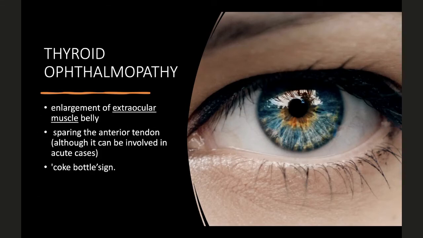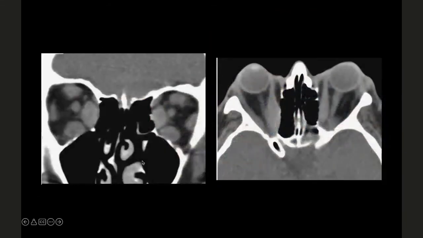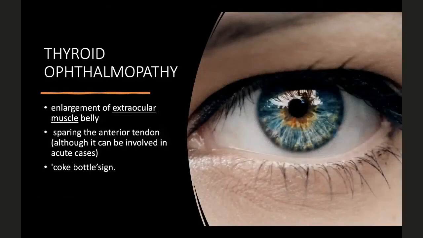So now I'm coming to thyroid ophthalmopathy. It causes enlargement of extraocular muscles, yes, but it is mainly the belly. And hence they came up with this Coke bottle sign, because the neck of it is where your tendinous insertion is. So sparing the anterior tendon is the classical case. But I also said, although it can be involved in acute cases, sometimes these diseases just don't follow the textbook and they make it difficult for us, right? But we can kind of hedge one or the other.